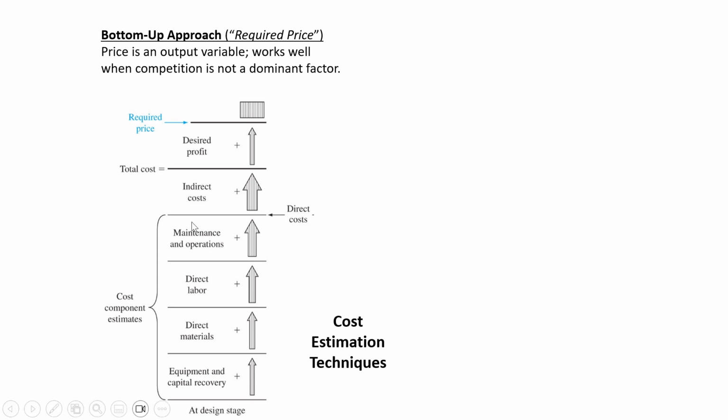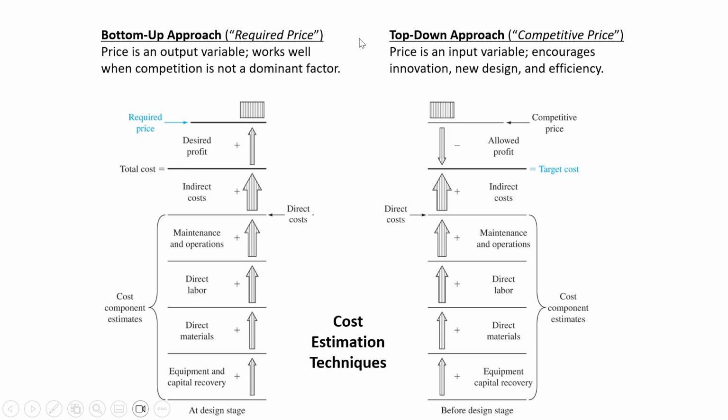So if they added up all of those things that they want to cover and keep, then that might tell them what required price they have to charge for the item that they're selling. And that is a reasonable way to do a cost estimation. And this bottom-up approach usually works well when competition is not a dominant factor. So that means when you're selling an item that is not a commodity. Because if you're selling an item that has a lot of substitutions, then you can't just decide what you want to charge for an item. There has to be a starting point in the top-down approach when there's lots of competition.